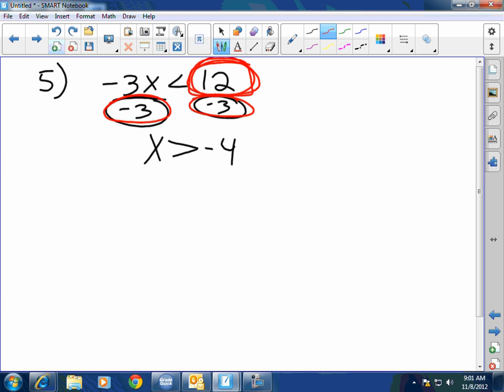Okay? If you multiply or divide by a negative, you flip the inequality. And then this graph would be negative 4, open circle, greater than, to the right. Thank you so much for your honesty. Does that make sense, gentlemen? Please, I don't want you to go home and do them all backwards. Does that make sense, gentlemen?